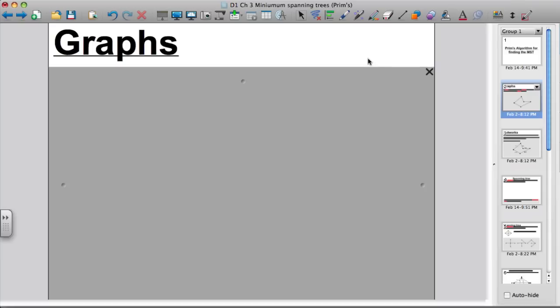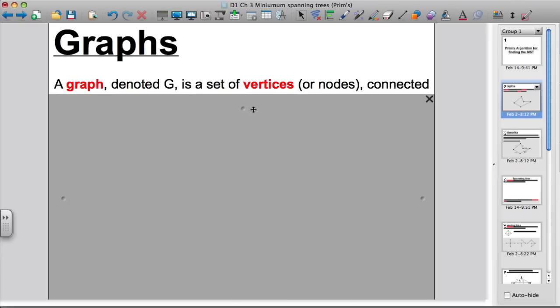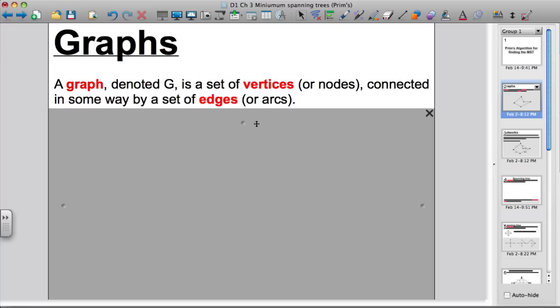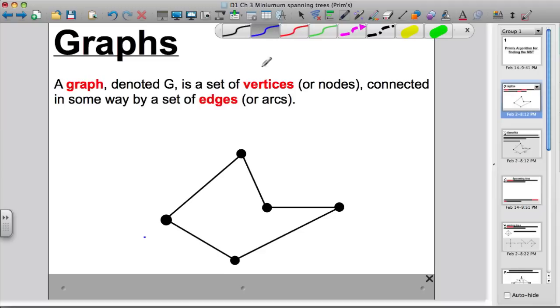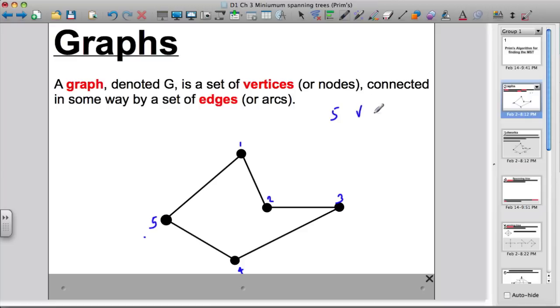What's a graph? Well, a graph is a collection of vertices or nodes and edges or arcs that are connected in some way. For example, here we've got 1, 2, 3, 4 and 5 vertices or nodes, and they are connected in this case by 1, 2, 3, 4, 5 edges or arcs. So a graph is simply a set of vertices connected by some edges.